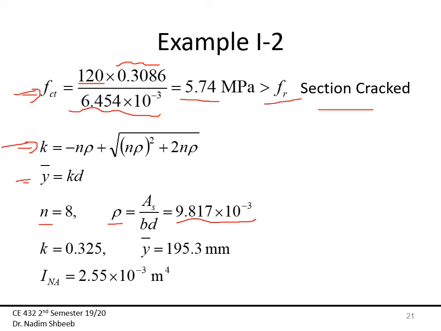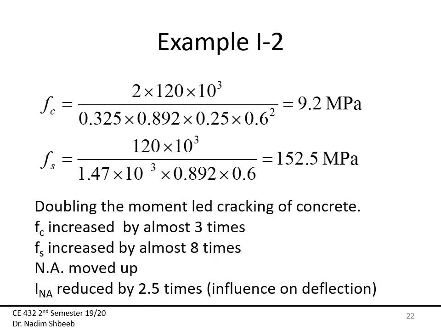By plugging rho and n in this equation, I'm finding K to be 0.325, and y bar is equal to 195.3, and the moment of inertia about the neutral axis is equal to 2.55 times 10 to the minus 3 m to the 4. This value is correct. Usually I get a lot of heat on this value. Well, no, it is the actual value. Although you don't need it, just as an exercise, you might want to know how to get this value. So now, calculating the stresses.